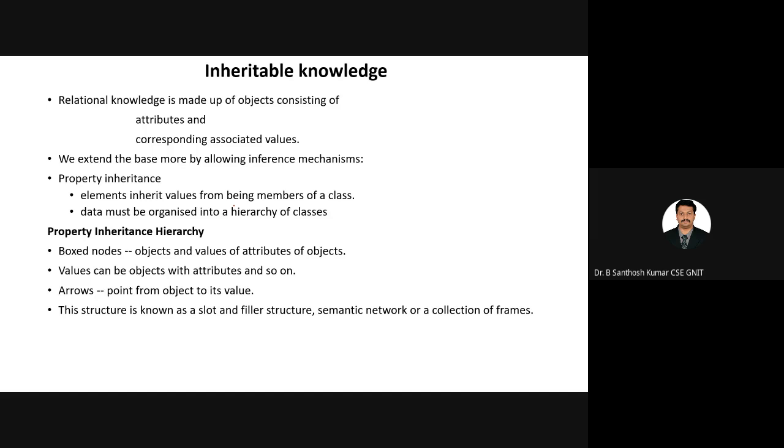So there is property inheritance, where elements inherit values from being a member of a class, and the data must be organized into a hierarchy of classes. Then we talk about the property inheritance hierarchy. Here we use box nodes, which contain objects and the values of the attributes of objects. Values can be objects with attributes and so on. We use arrows, which point from the object to its value. This structure is known as a slot-and-filler structure, semantic network, or collection of frames.